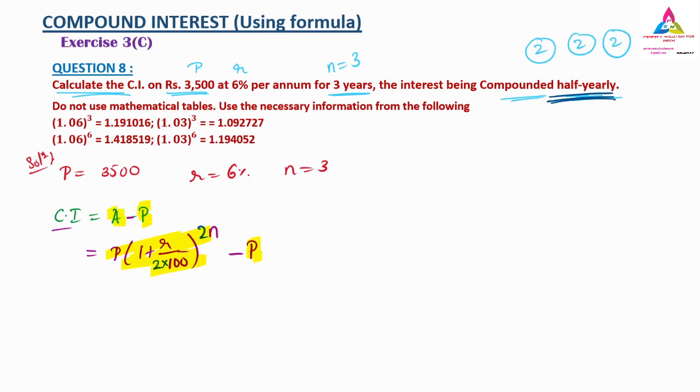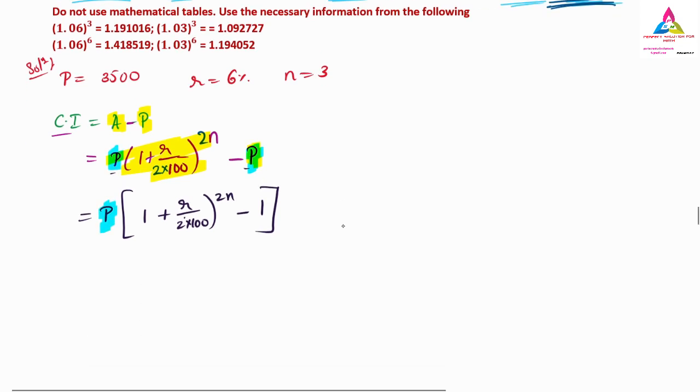Let us continue. Here we can take the P value common. What is remaining inside is 1 plus r divided by 2 into 100, raised to 2n, minus 1, because we have taken P outside the bracket. I hope you understood this. Let us continue. We have to use that value also, 1.03. The P value is 3,500, already we know. Then we have 1 here plus the r value.